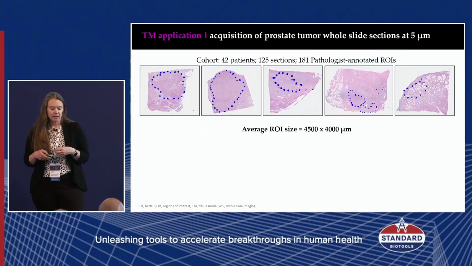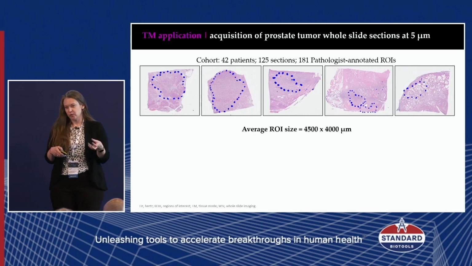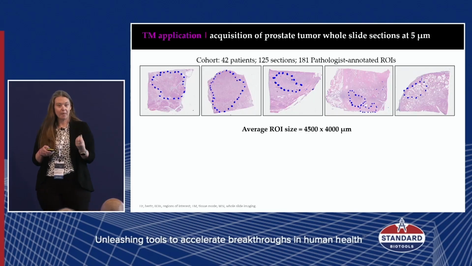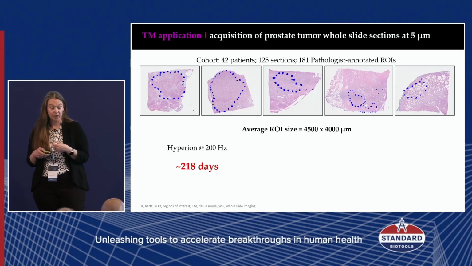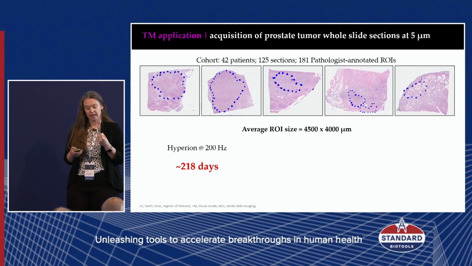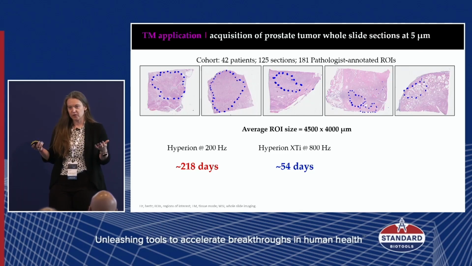That's because the average ROI size is about 4,500 by 4,000 microns. I have to say, we actually agreed to do this project a really long time ago. I'm pretty sure Hart left out some key details, because when I went back and did the math, and we only had a Hyperion, it would have taken me 218 days to acquire this whole data set. I felt a little bit better about it when we got the XTI, because it was like, okay, 54 days, that's better than 218.